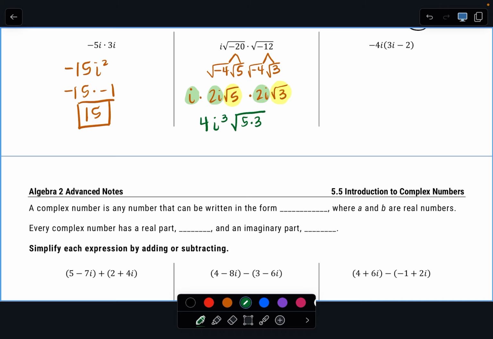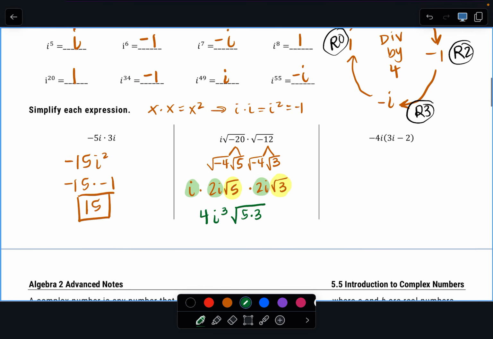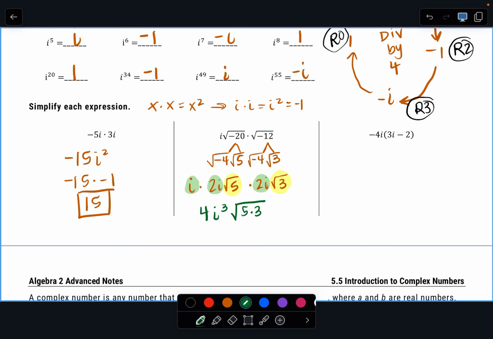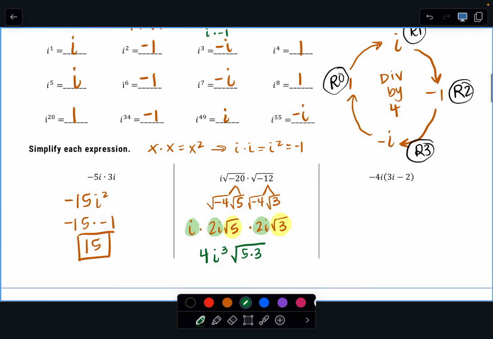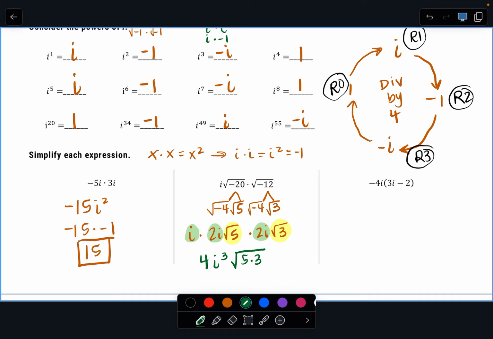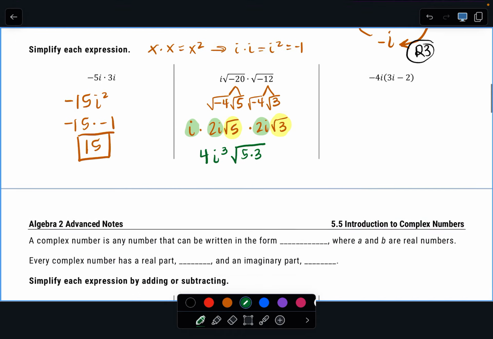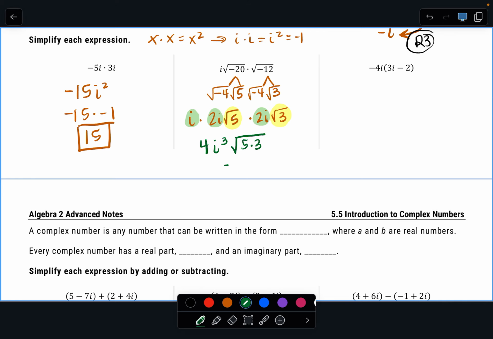4i cubed. I'm going to get to the i cubed part in just a second. I haven't done that one yet. So when I go in and I look at my table, what did we say i cubed was equal to? Negative i. So when I simplify this, this is going to be negative 4i square roots of 15, because i cubed is equal to negative i. All of this is, again, dependent on you knowing those 4 rules.